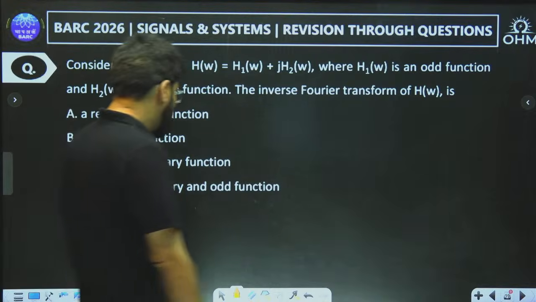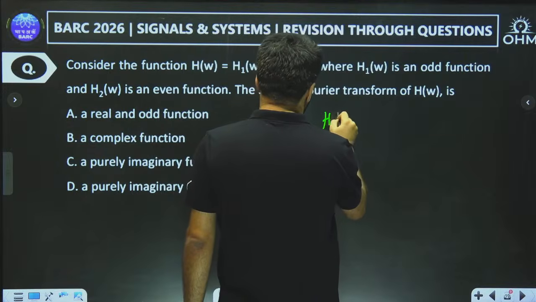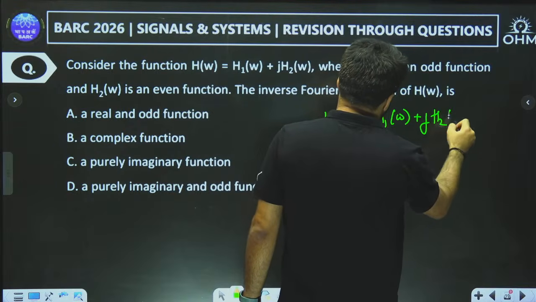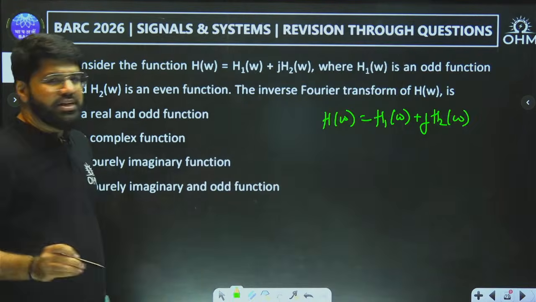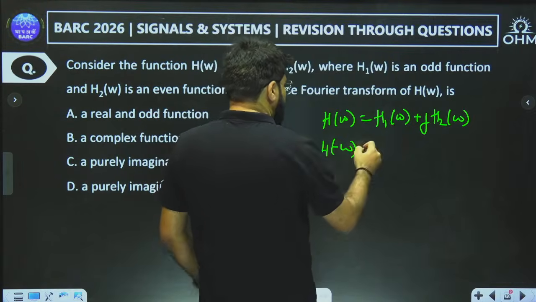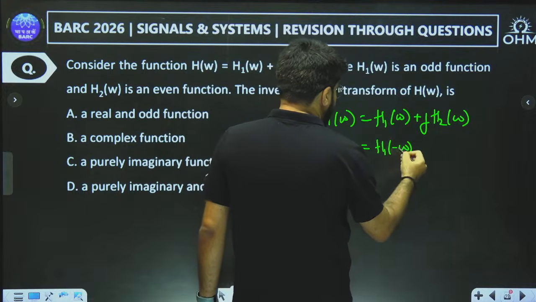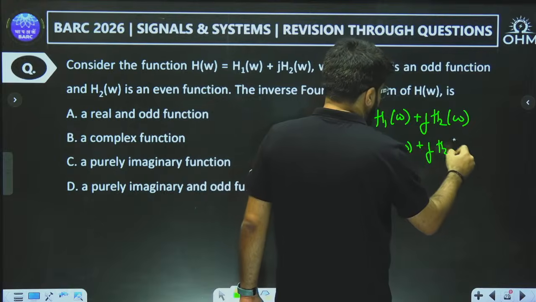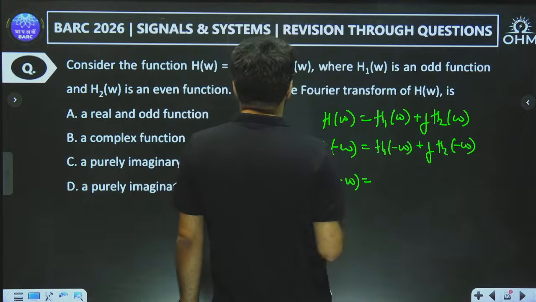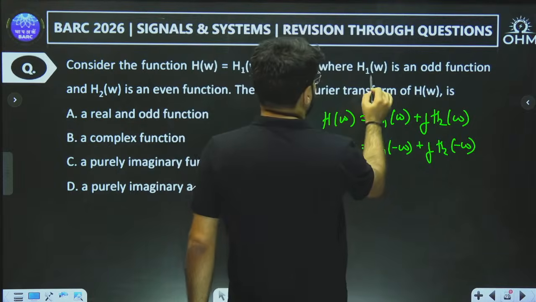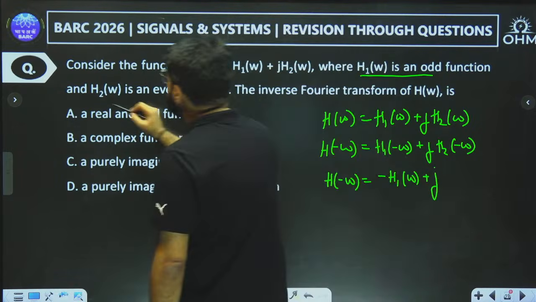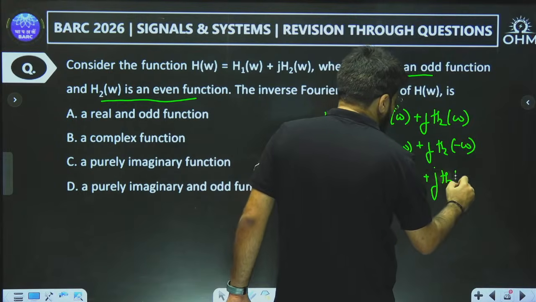Let's do it then. What is given? H of omega is given as H1(omega) plus jH2(omega). H1 is odd, H2 is even. First we will solve H of minus omega. Let's apply minus omega throughout. Then the right side is H1(minus omega) plus jH2(minus omega). What is H1(minus omega)? H1 is an odd function, so minus H1(omega) plus j. H2 is an even function, so H2(minus omega) is H2(omega), even symmetry.